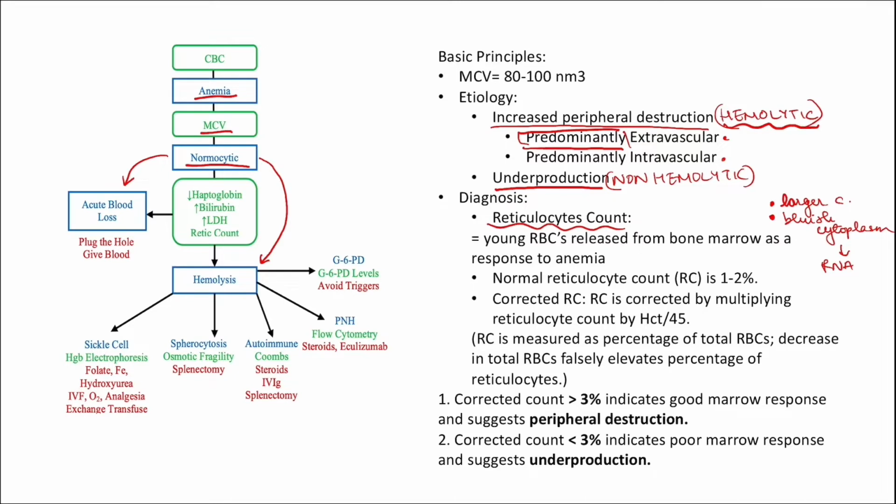So a normal reticulocyte count is 1 to 2%. And we can go as far as to say, let's say 3%, especially in the corrected count, which we'll talk about soon. But yeah, 1 to 2% is normal reticulocyte count.